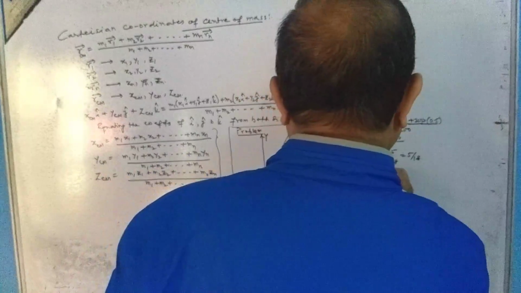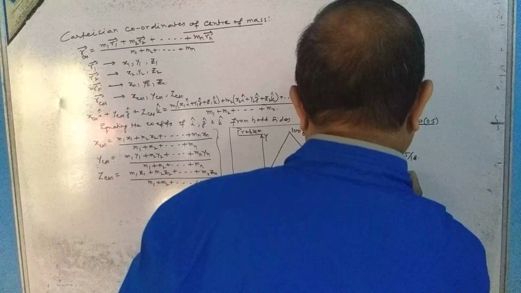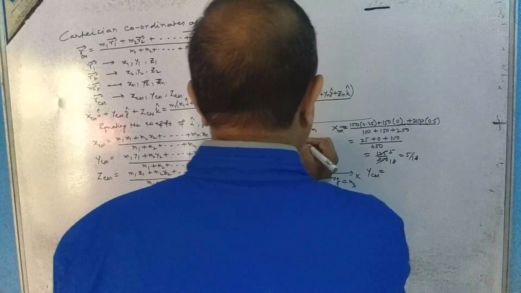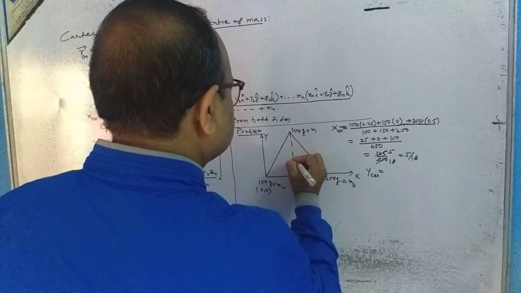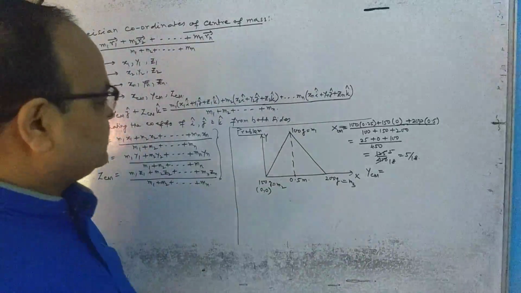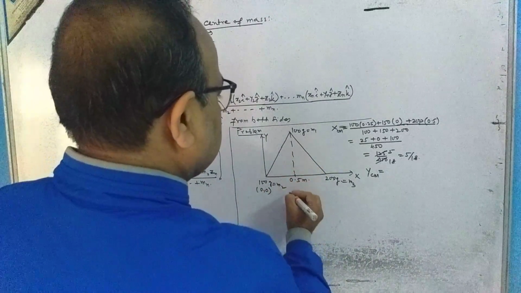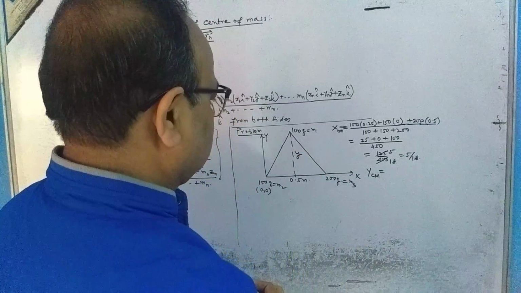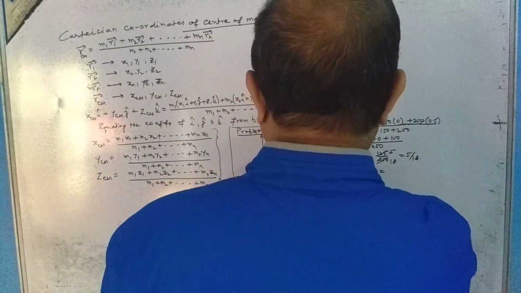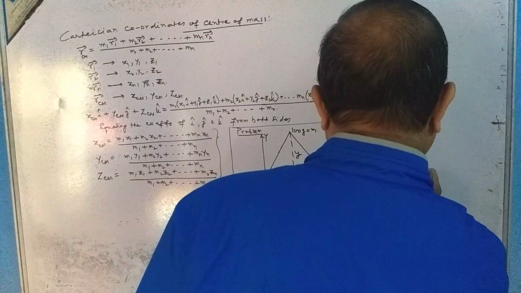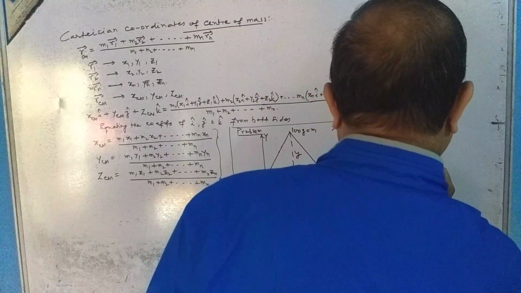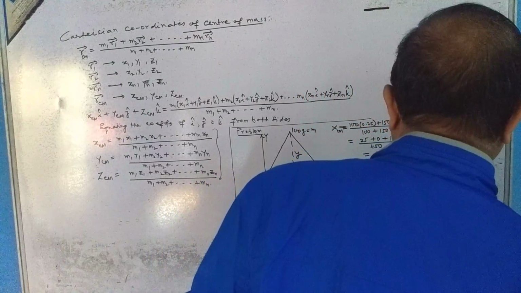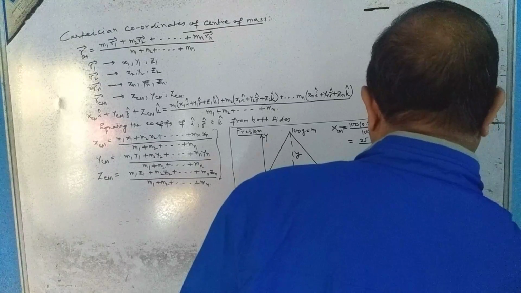You can understand. Second one, how much will YCM be? The first mass is 100 into this distance. You see, you have to take this distance. How much will this distance be? You can find the value of this. Suppose I consider its value as small y, then you can find the value of small y. 100 into small y plus 150 into 0 plus 200 into also 0, by 450.